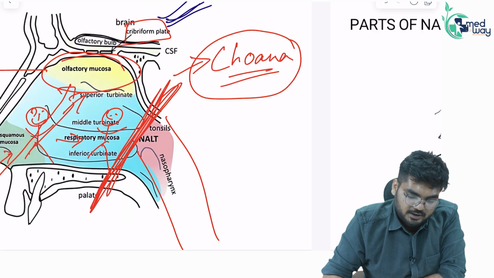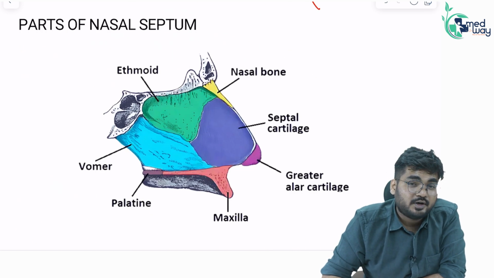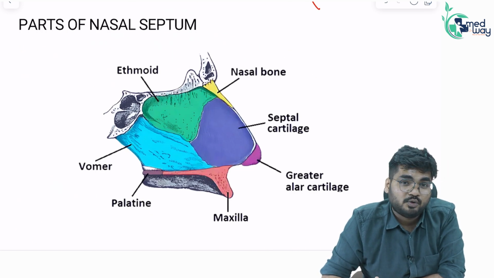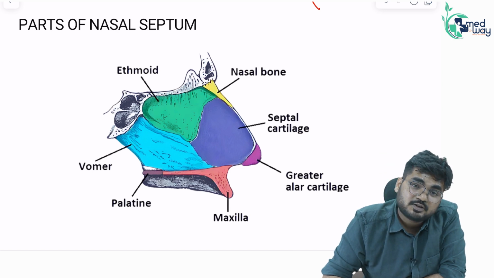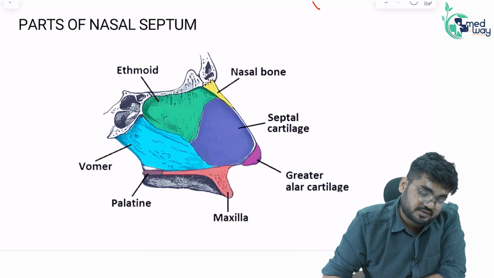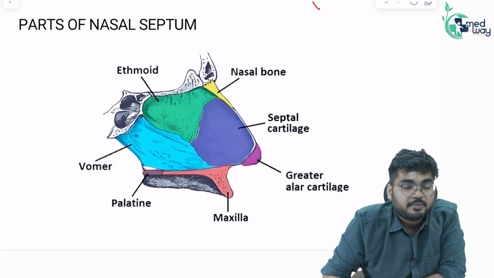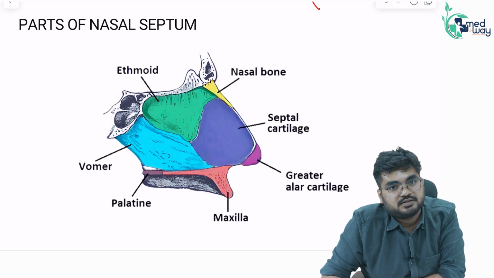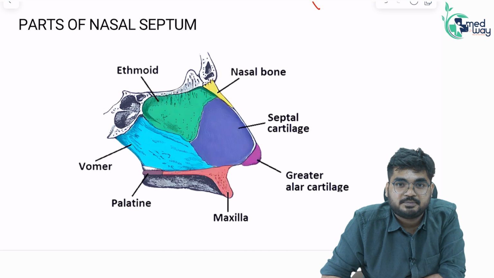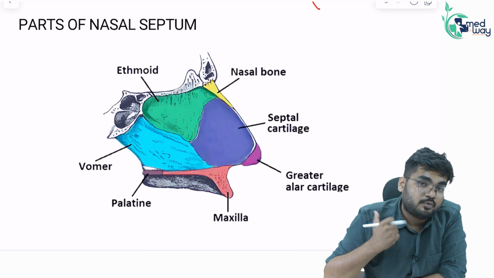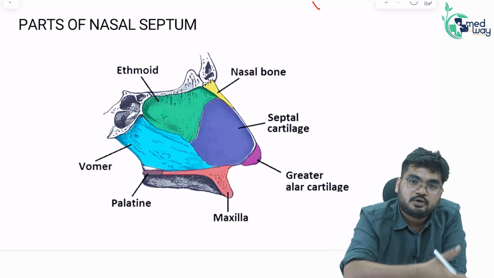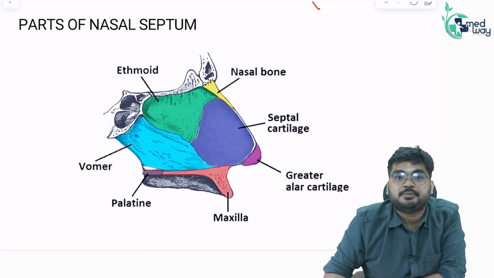Going ahead, let us go ahead. Sir, you told us that upper 1/3 part is bony, lower 2/3 part is cartilaginous for the nasal septum. But can you explain all the parts of the nasal septum? Yes, sir. Let us look completely at all the major parts of the nasal septum, all the minor parts of the nasal septum, and what NB is asking in short in these recent times.